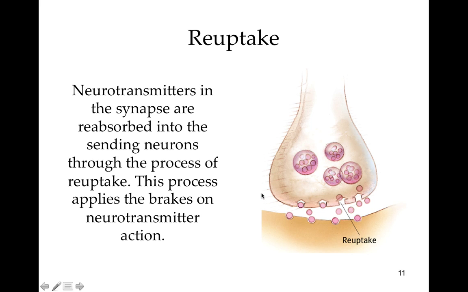Reuptake is referred to as the absorption process. It puts the brakes on neurotransmitter action. Sometimes what you see is the neurotransmitter, after being released across the synaptic gap, you only have so many receptor sites that take in the neurotransmitter. So some of them are reabsorbed into the terminal bud of the sending neuron. Reuptake basically means absorption.